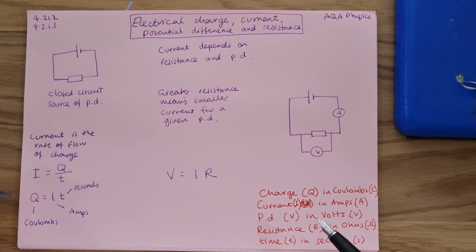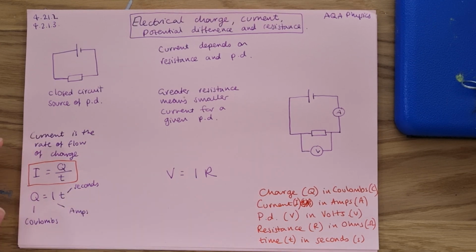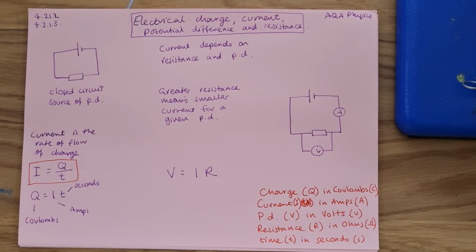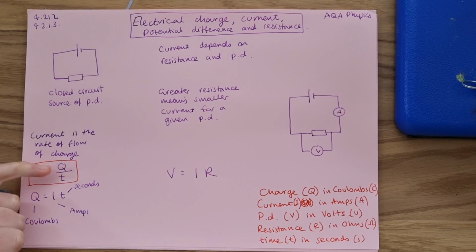Now, current is the rate of flow of charge. So if I direct you to this equation here, current is the charge divided by the time taken for that charge to flow. A bit like speed is the rate at which your distance increases. So speed is distance divided by time. Current is the rate of flow of charge.